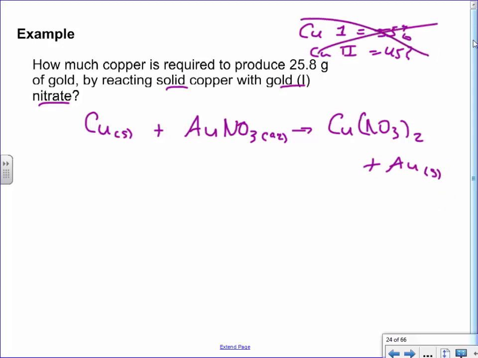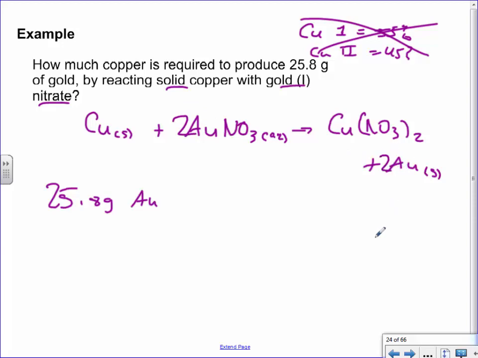Because I don't actually know what the percentage of copper 1 to copper 2 happens to be. I'm sure we could Google it. Okay, well, this one right here, we're actually still just working with masses. So I actually haven't added anything new to this question. So start with 25.8 grams of gold. Oh, good catch. Thank you.